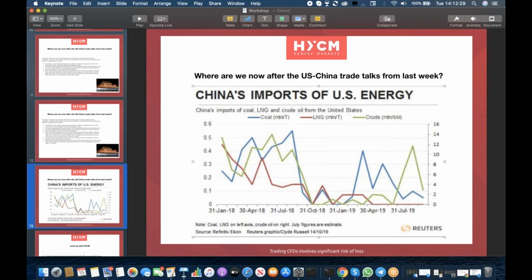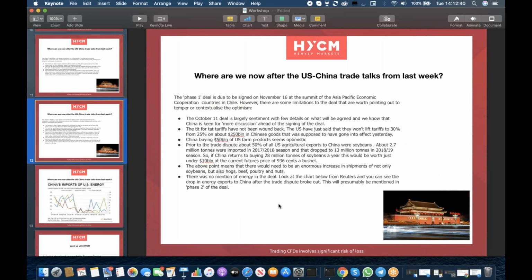So look out, this is potentially market moving if we see something positive on energy. The market will be sensitive to this, and also sensitive to the agricultural products. So just be aware that those $50 billion of US farm agricultural products does seem rather optimistic. Doesn't mean it can't happen. Obviously, it can't happen immediately. Doesn't mean it won't happen, but it's just helpful to be aware of that context.